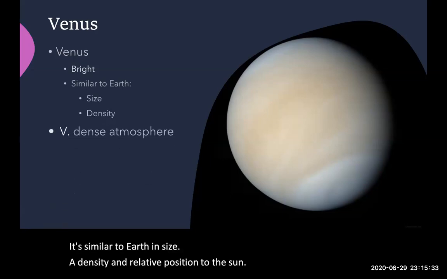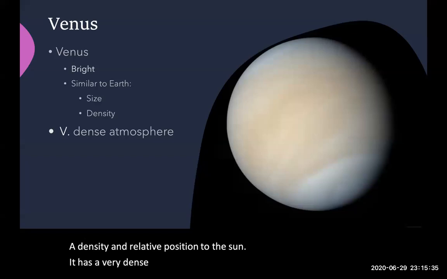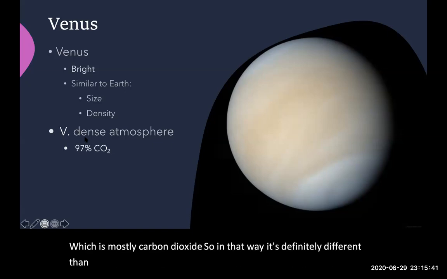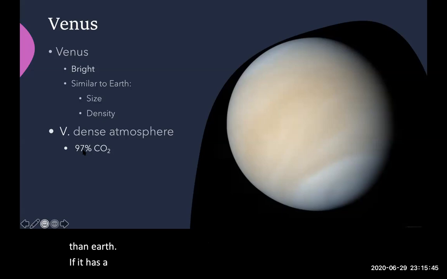It has a very dense atmosphere, which is mostly carbon dioxide. So in that way, it's definitely different than Earth. If it has a thick atmosphere of mostly carbon dioxide, how would that affect the temperature on Venus?